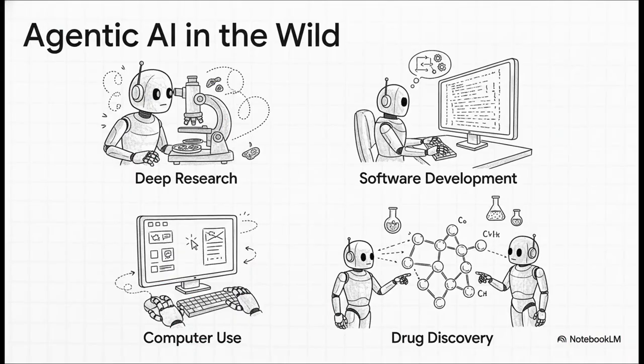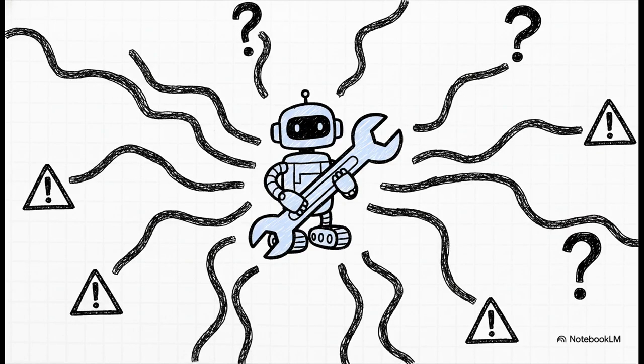We're seeing them pop up everywhere. In deep research, agents are automating scientific literature reviews. In software development, they're helping with the entire coding lifecycle. There are even general-purpose agents that can literally watch your screen and use a mouse and keyboard to operate any piece of software you have. And in super specialized fields like drug discovery, you've got teams of agents collaborating to design new medicines. It's happening now. But of course, this incredible power also creates a brand new set of incredibly complex challenges.